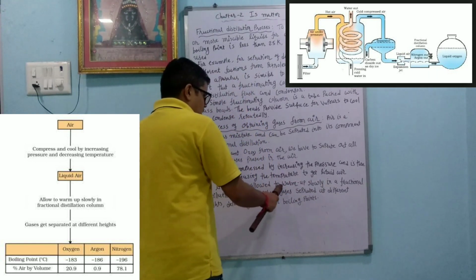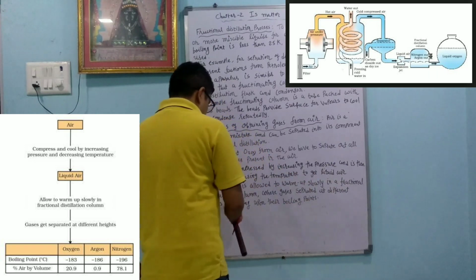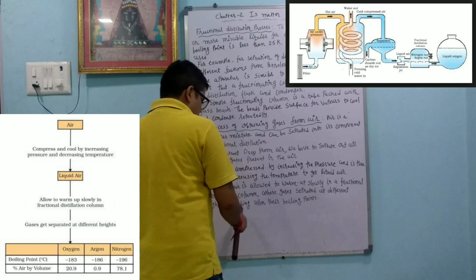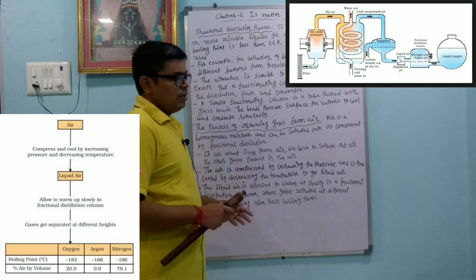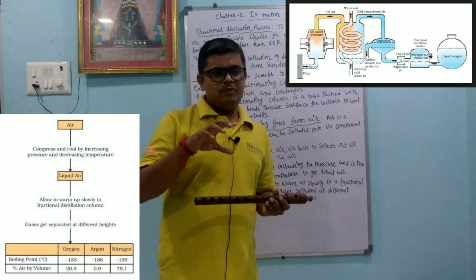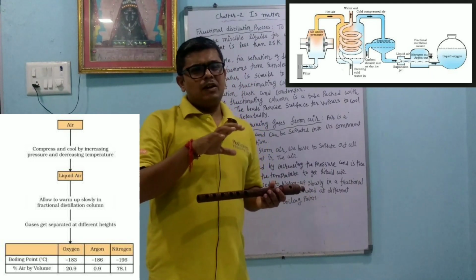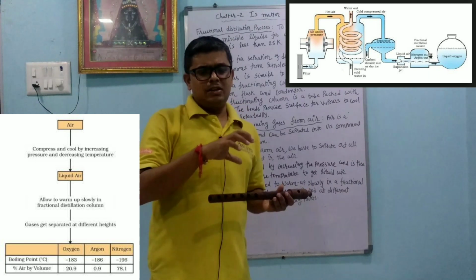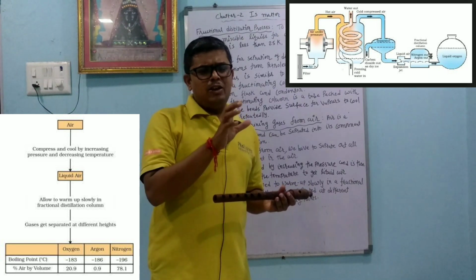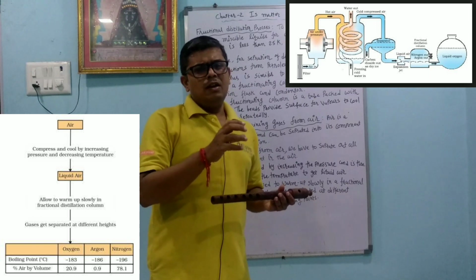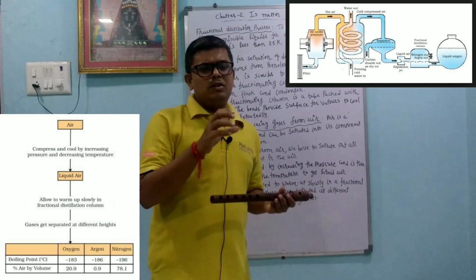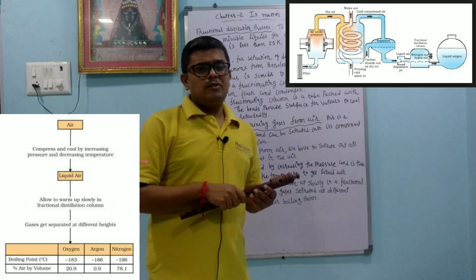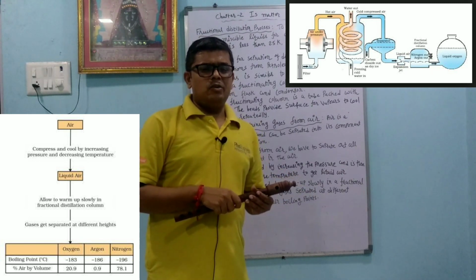This liquid air is allowed to warm up slowly in a fractional distillation column where gases separate at different heights depending on their boiling points. Okay, so at different heights these gases are separated from the liquid state. Initially we convert all the air into liquid form, then slowly we give heat, and after that at different temperatures all the gases are separated. So this is all about distillation, fractional distillation and chromatography technique.